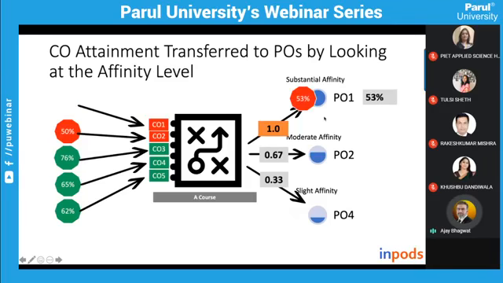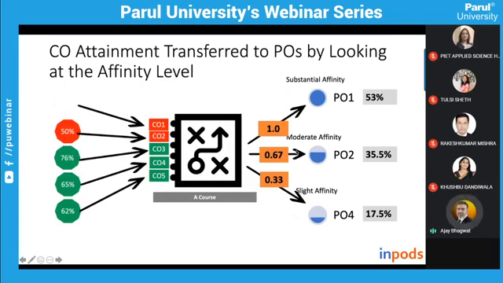So for example, if I would transfer 53, it will transfer 53 because the weight here is 1, because substantial affinity is there between CO1 and PO1. However, CO1 has moderate affinity here, and when I transfer this number, it will get multiplied by 0.67, and only 35.5 will get transferred. Now, likewise, CO1 has slight affinity here, 0.3 is the weight of slight affinity, and only 17.5 will get transferred.